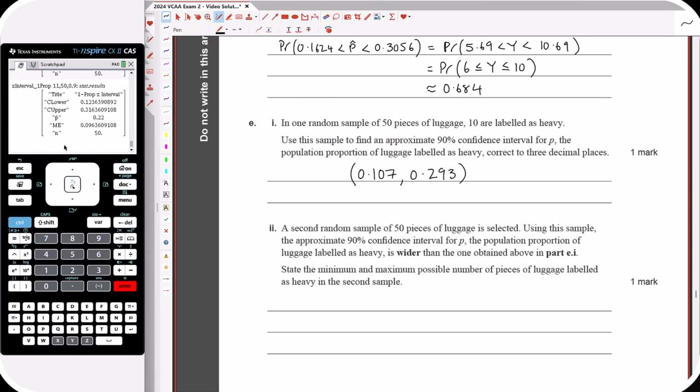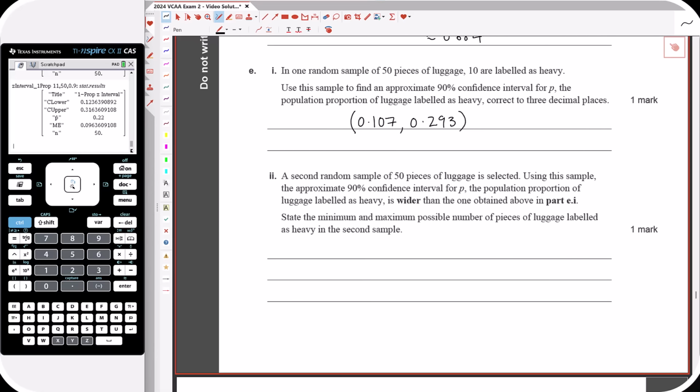So margin of error is the key thing there. So margin of error is 0.096. In the previous one, it was 0.093. So the confidence interval got wider when I have 11 pieces of heavy luggage. So I know it's going to have to be more than 10. So it's going to have to be 11. I was just checking that it got wider as I made the number of successes bigger rather than smaller.